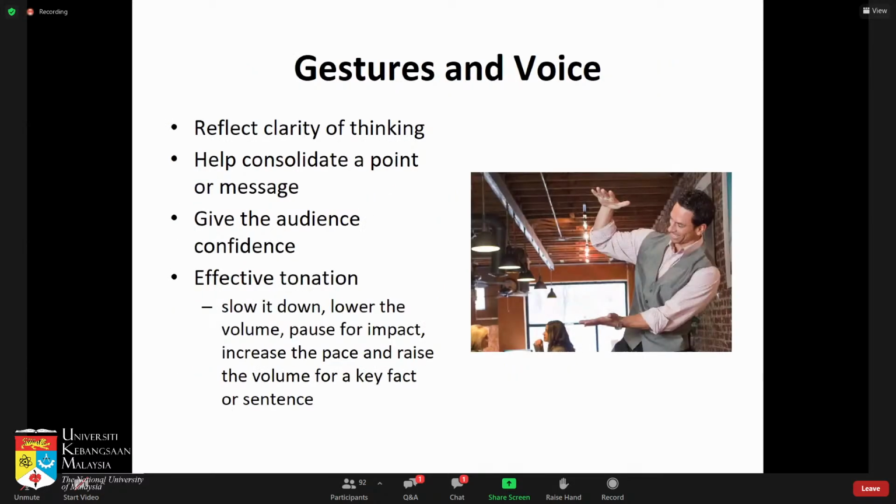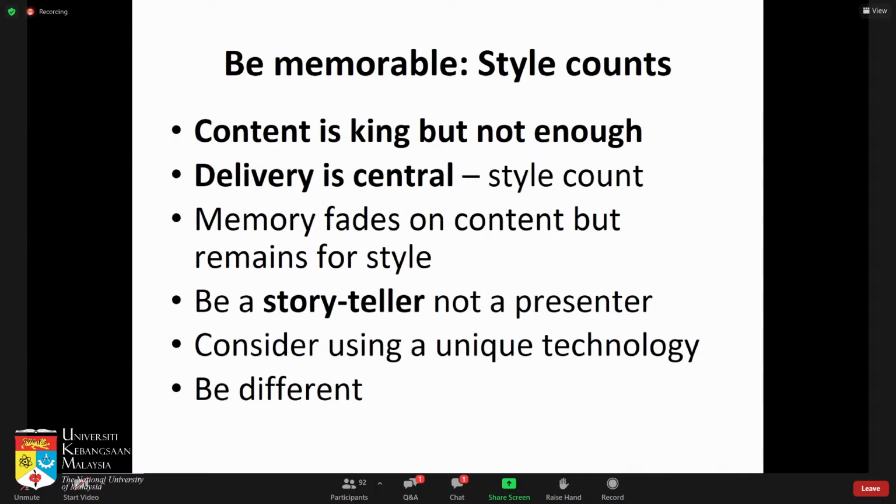Your hand movements, not too much, reflect the clarity of thinking that you are pointing out in the points, consolidate the point, and you give the audience confidence, and interact with them. And then, of course, as I said to you, effective intonation of the voice is very important. I will know at this stage if this is a monotonous person, or this is really high pitch, but sometimes you have to make sure high pitch is suitable for that particular occasion or slide, and be memorable.